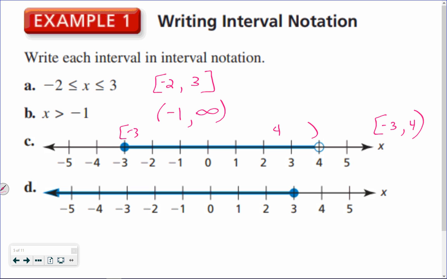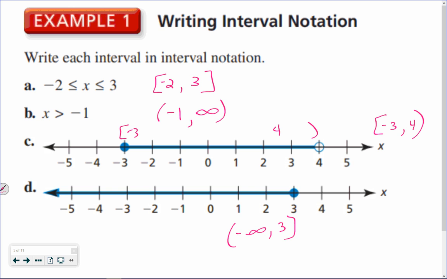Okay. What about this one? Bounded or unbounded? Unbounded. So my left side is going to be a parenthesis, right? And it keeps going, so it'll be negative infinity, right? And then the right side is going to be 3, and it's bounded, so I close it with a bracket because it's closed off. Everybody good so far? Okay.